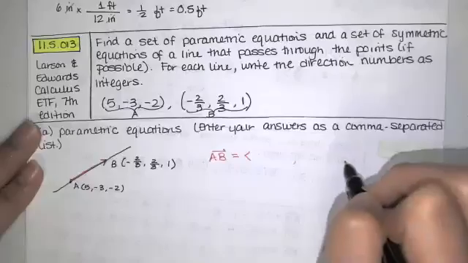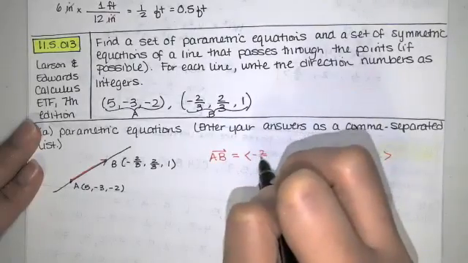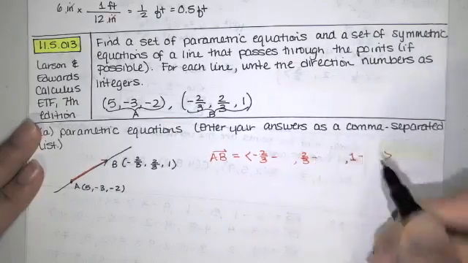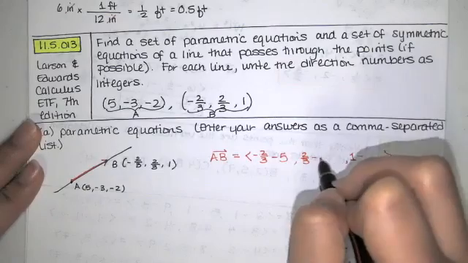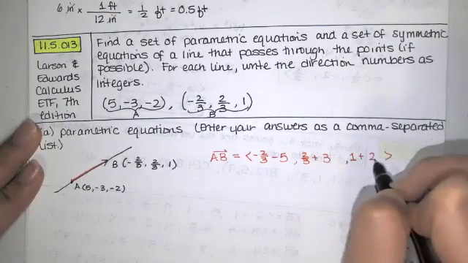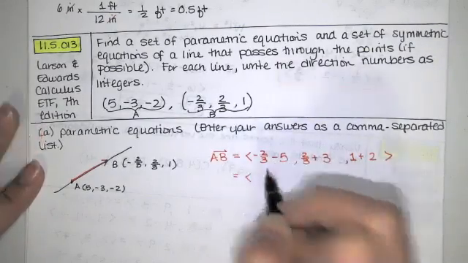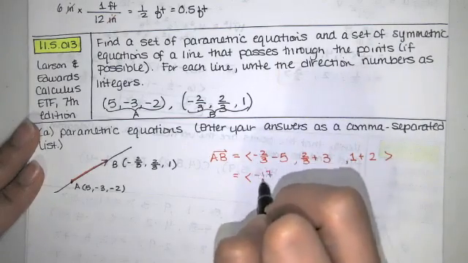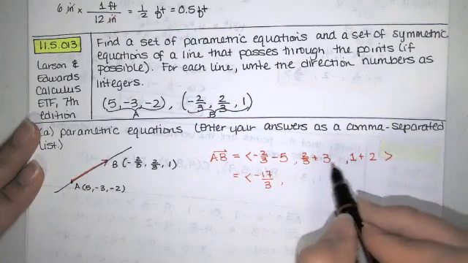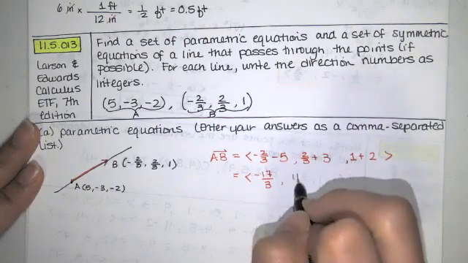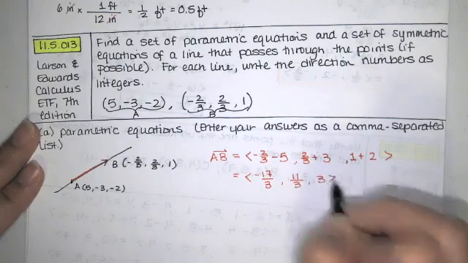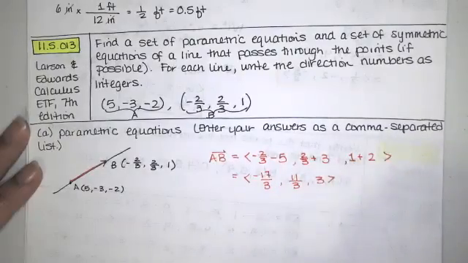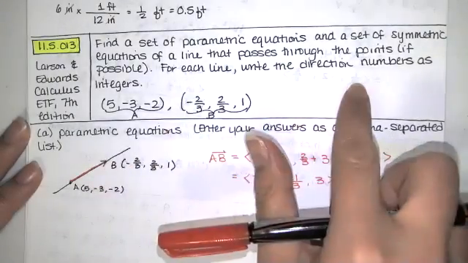You take the coordinates of B, which are negative 2/3, positive 2/3, and 1, and then you subtract the coordinates of A. So that's a 5 and a negative 3 and a negative 2. So we've got negative 2/3 minus 15/3, so it's going to be negative 17/3. And then this is 2/3 plus 9/3, which is 11/3, and this is 3. Now, I could just use these as my components A, B, and C for my direction vector for a line if they didn't give me this instruction.